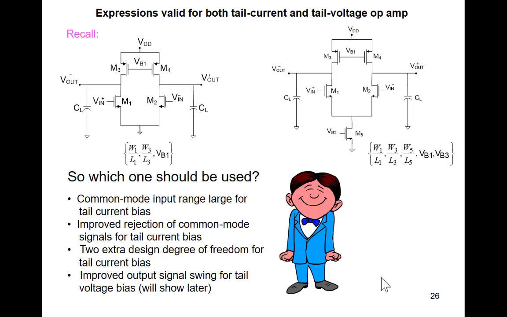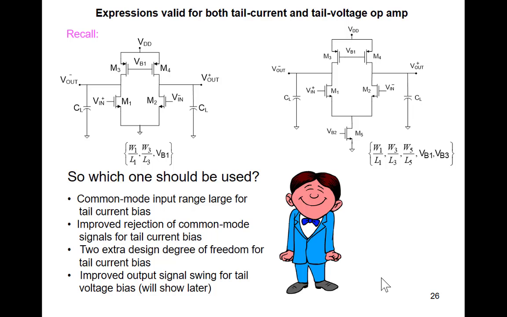So if you have a large common-mode input, because the application is going to put a large common-mode signal on, then you probably want to use a tail current bias. Improved common-mode rejection ratio for tail current bias. We just analyzed the common-mode voltage gain with tail voltage bias, and it was pretty high. So if you are concerned about the common-mode rejection, you want to use the tail current bias.